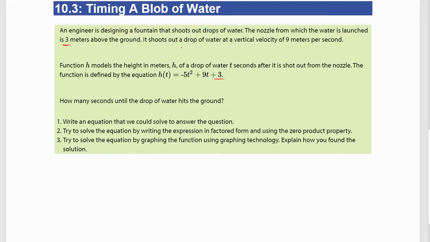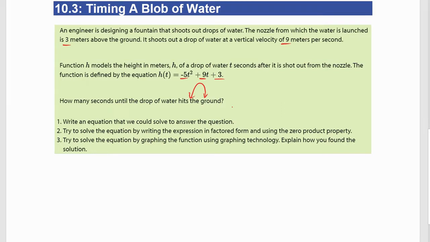Above the ground, it shoots out a drop of water at a vertical velocity of 9 meters per second. That's what that 9t means. And -5 is the gravity, right? Because what comes up must come down. So should have something going on like this. How many seconds until it hits the ground?